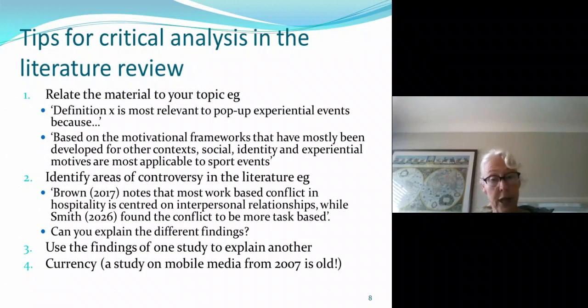I've said already, identify areas of controversy in the literature review. Okay, so we've got another example here where Brown talks about work-based conflict in hospitality being centred on interpersonal relationships, while Smith found the conflict to be more task-based. And these are two different types of conflict, interpersonal and task-based. And actually, you've got two studies which have found different things. And then you need to go and explain why those findings are different. And we often use the findings from one study to explain another. So a finding from one study might not make sense, and then you read something else and go, oh, that makes sense now.